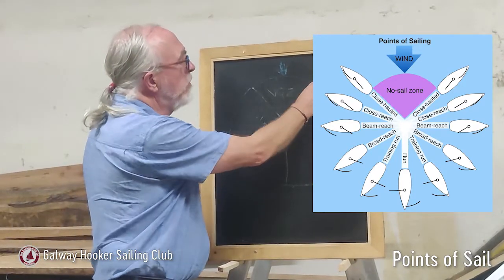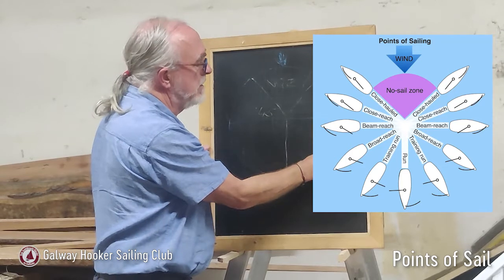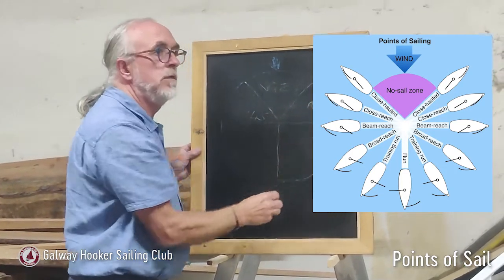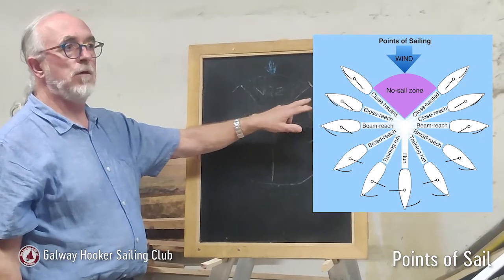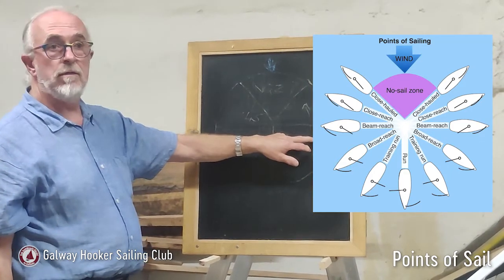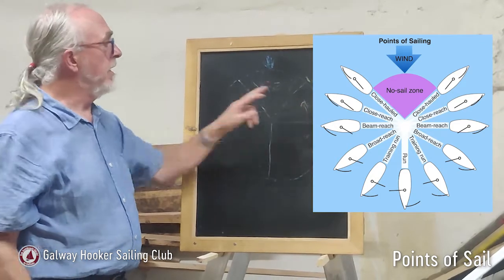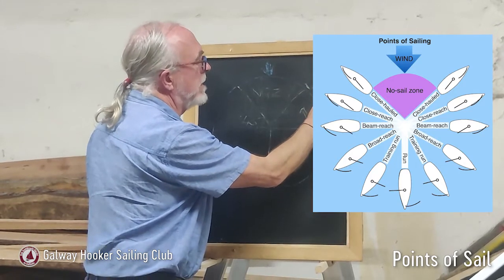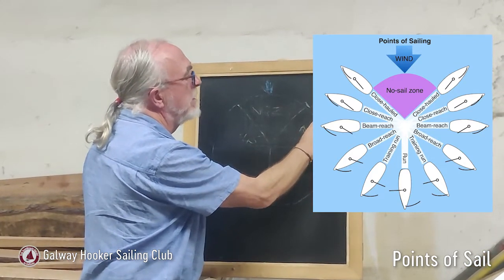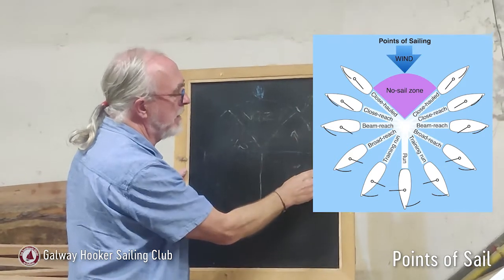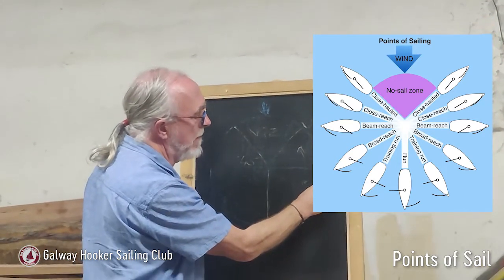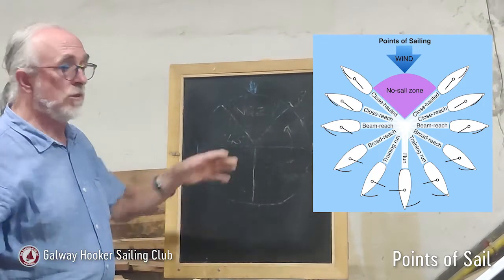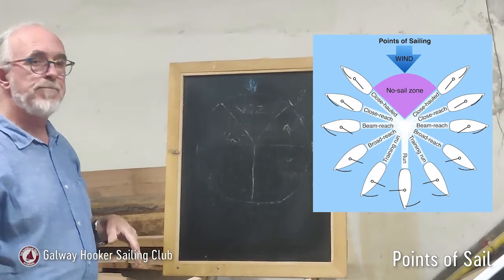But anywhere in between close hauled and, say, that position there, is some form of reaching. So in here you're on a narrow reach, and down here you're on a broad reach. And up here the sails are let out a bit, and down here you'll let them out even more, but you're still on some form of reach here, okay?